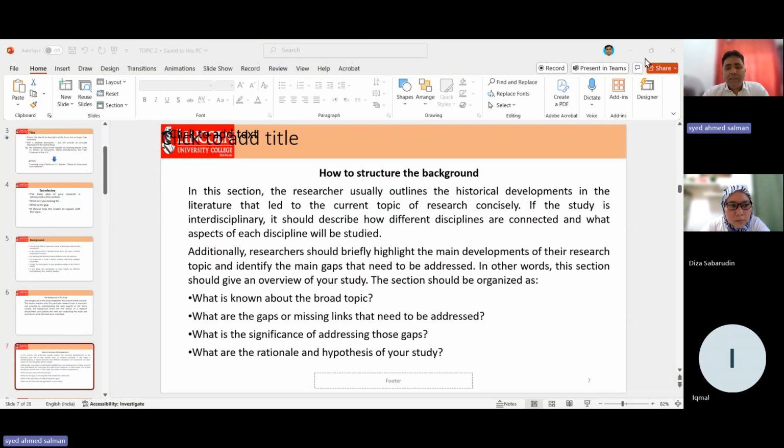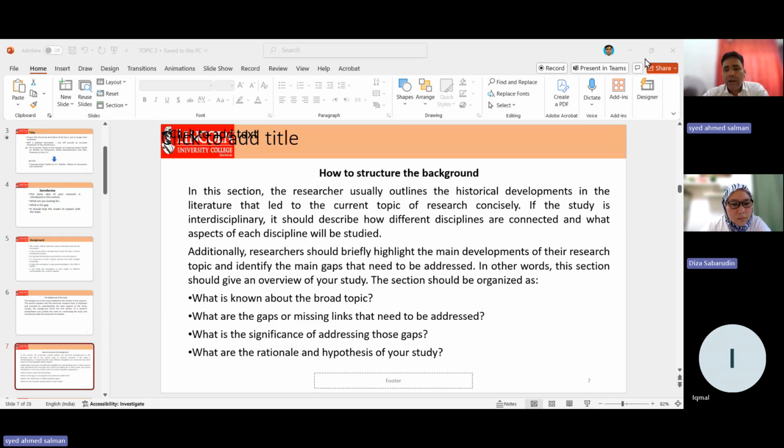Okay. In this section, the researcher usually outlines the historical developments in the literature that led to the current topic of research concisely. If the study is interdisciplinary, it should describe how different disciplines are connected and what aspects of each discipline will be studied.